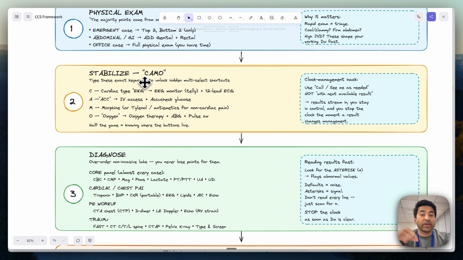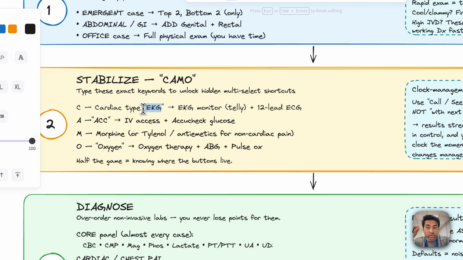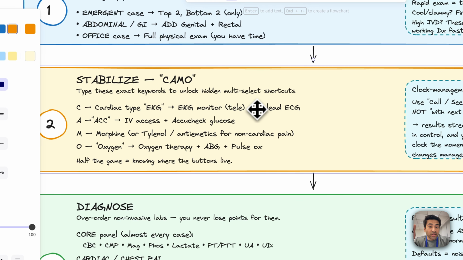These are super, super important, and you want to get these in as quickly as possible for these sick patients. And the mnemonic I use is CAMO, C for cardiac, and what you want to do is you want to type EKG specifically. Don't type anything else, because if you type in EKG, you'll get EKG monitoring, which is tele, plus you can get a 12-lead EKG.